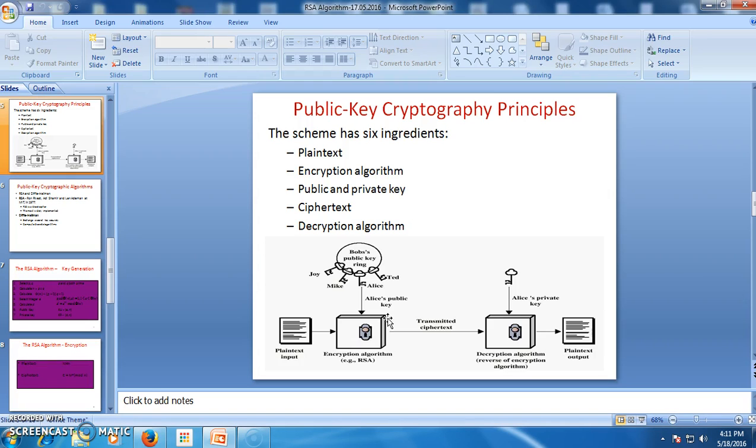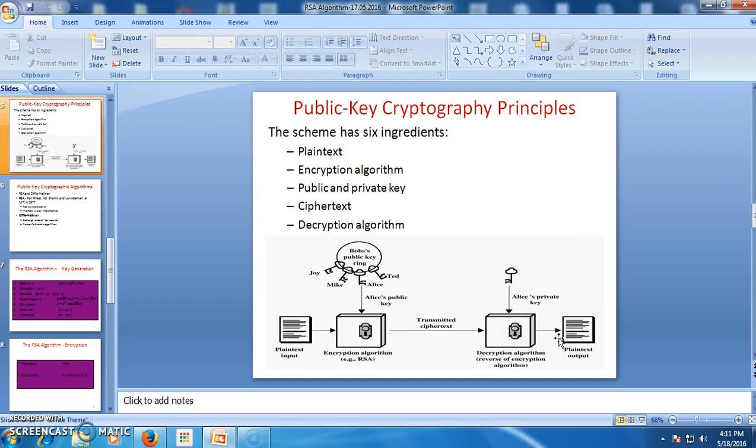This scheme mainly comprises 6 ingredients: plain text, encryption algorithm, public and private key, ciphertext, and decryption algorithm. The sender, having plain text, uses a public key for encryption. Then the output is called ciphertext, which is transferred to the recipient. At the receiver side, it uses the compatible private key for decryption, and the output is known as the plain text.